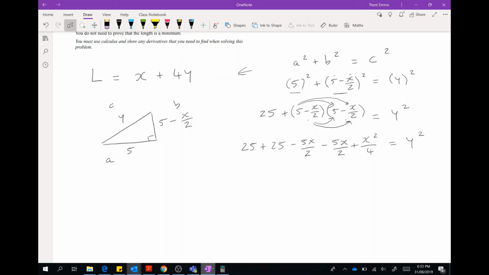Simplifying this down a little bit, we're going to have 25 and 25 makes 50, minus 5x over 2 minus 5x over 2 again is minus 10x over 2, plus x squared over 4 equals y squared. And I'm just going to rewrite this in a different order. I just like my x squareds at the front, so I'm going to have x squared over 4 minus 10 over 2 is 5, so we can write this as 5x, and plus 50 equals y squared.